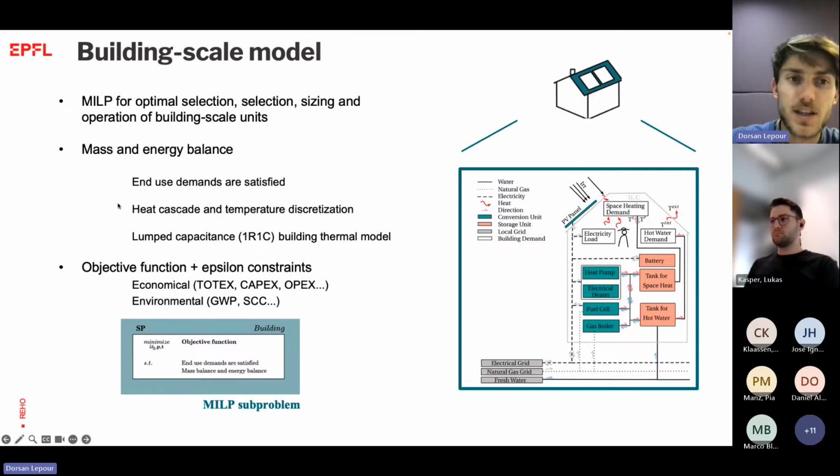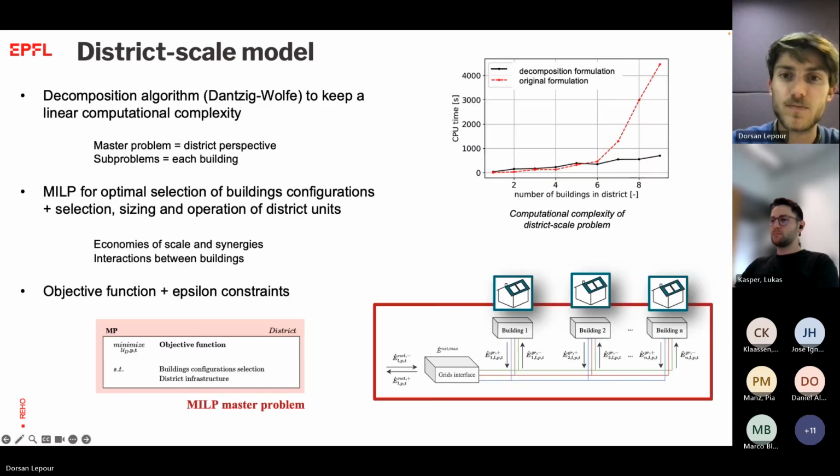We have some heat cascades and some building thermal model with internal gains and losses through the envelope of the building. And we have an objective function that can be of economical or environmental nature, where multi-objective optimization is implemented through epsilon constraint. So every building will constitute a sub-problem.